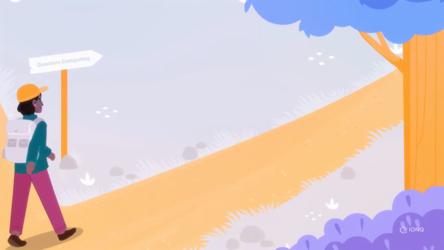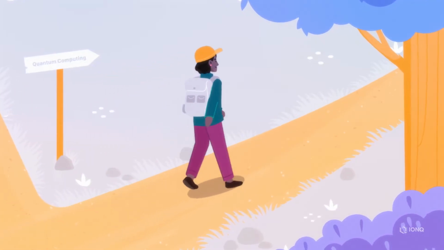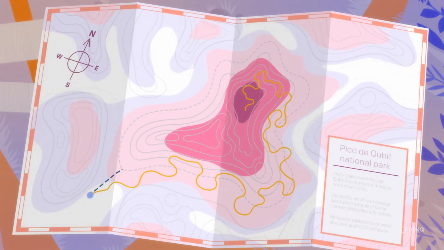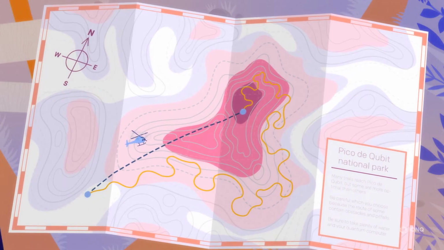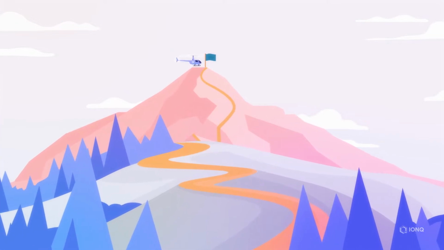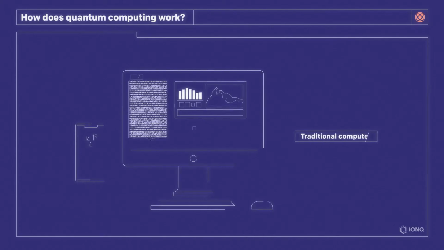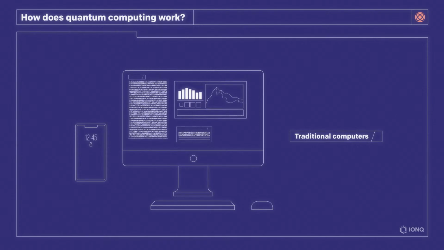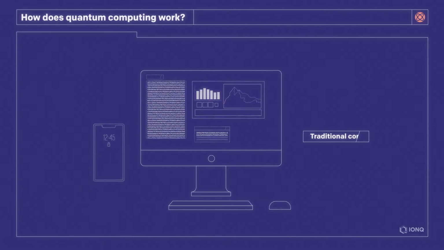It's not that quantum computers do the same things better than conventional computers. They do things entirely differently, which allows them to accelerate solutions to a class of impossibly complicated problems. Let's start by looking at how traditional computers work, like the devices that we use every day.